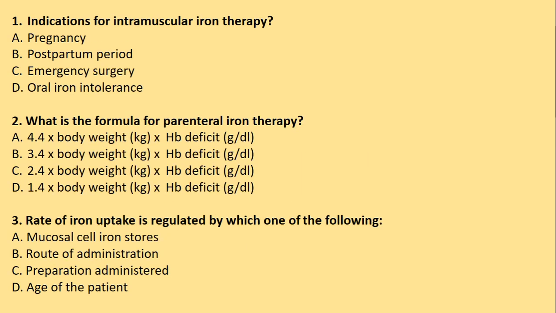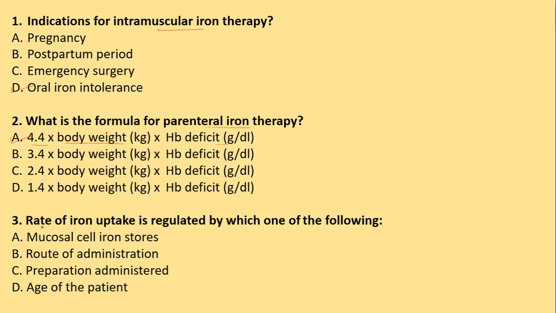So coming to the few MCQs. Indications for intramuscular iron. The options are pregnancy, postpartum period, emergency surgery, oral iron intolerance. As I said, the indication for intramuscular, that is parenteral iron preparation, is intolerance to oral iron preparation. The option D is correct. So coming to the second, what is the formula for parenteral iron therapy? For calculating the total iron requirement, the correct option is option A, 4.4 into body weight per kg into hemoglobin deficit.